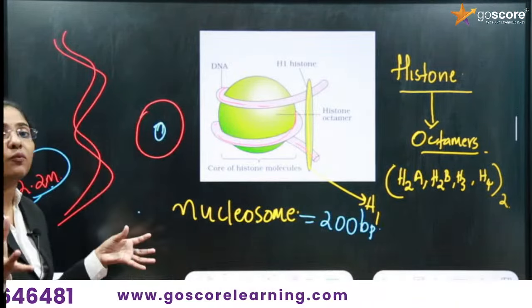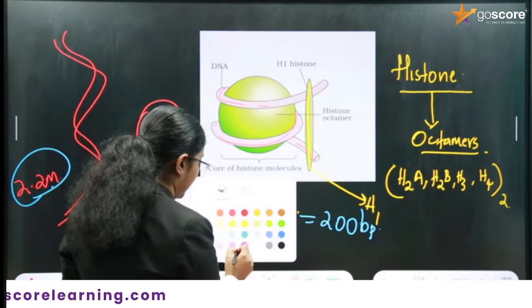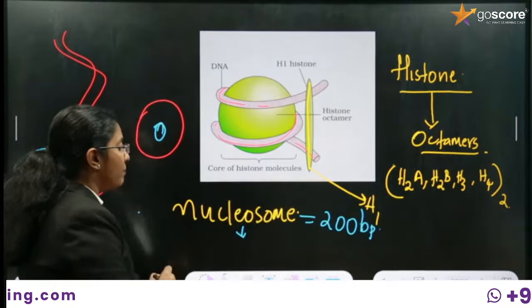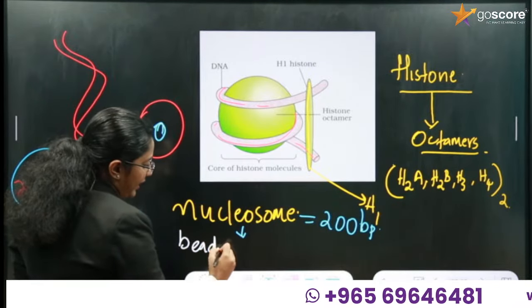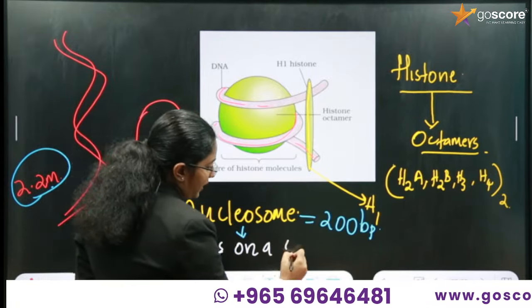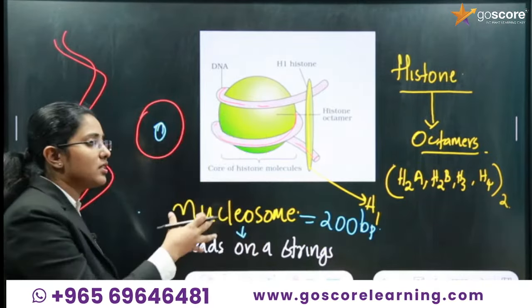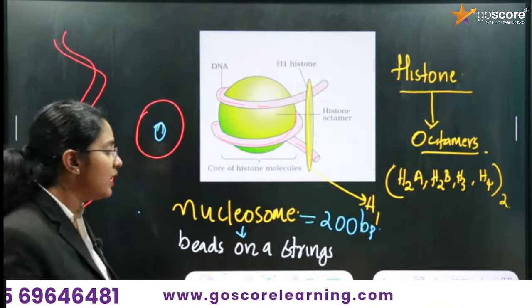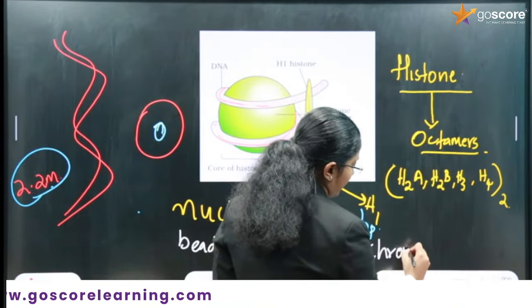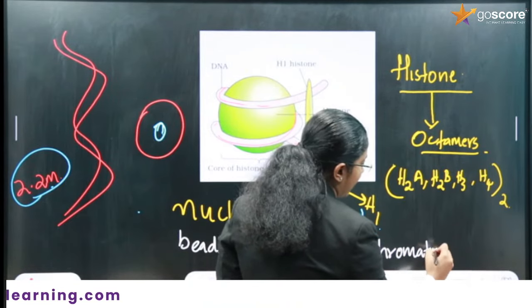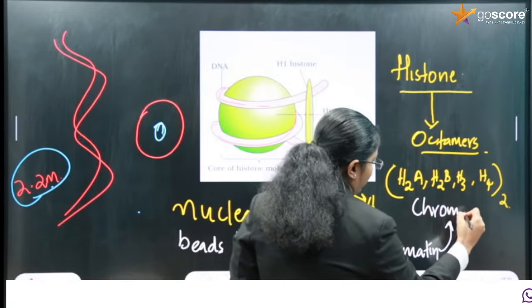Then this nucleosome will be again condensed to form chromatin fibers. Before that, they will form a structure known as beads on a string. If you are considering this together, then it is known as beads on a string. Later on, it will form a chromatin structure. Then after that, during metaphase, it will form a structure known as chromosome.